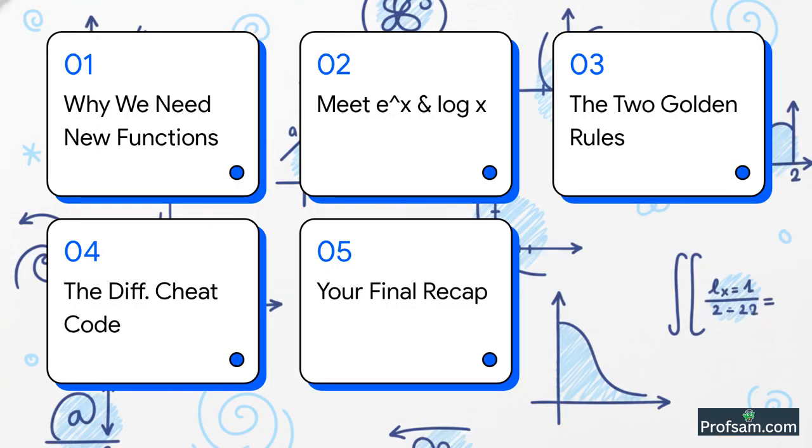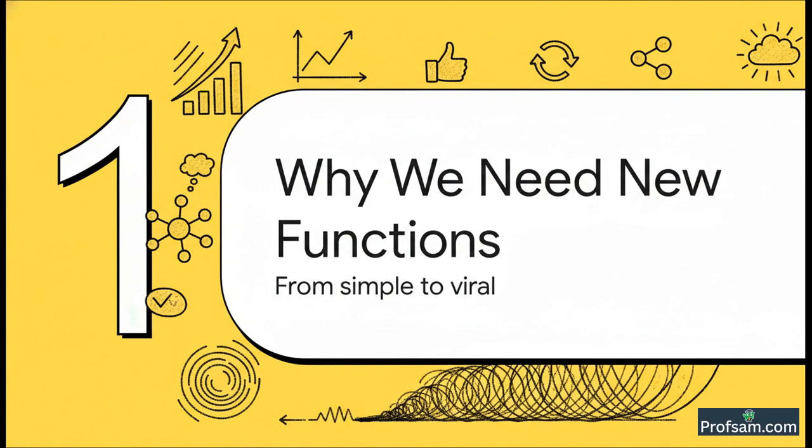So here's our game plan for today. It's super simple. First, we'll figure out why we even need these new functions. Then, we'll properly meet our two superstars, e to the x and log x. After that, I'll show you two golden rules for them that are, well, they're unbelievably easy. Then, we'll unlock a kind of cheat code for solving problems that look totally impossible. And we'll finish up with a quick recap. Ready? Let's do this. All right, section 1.